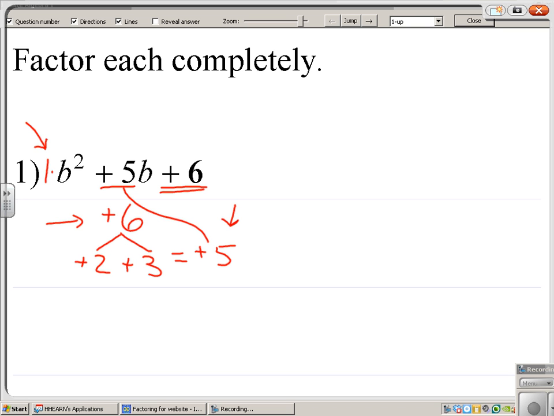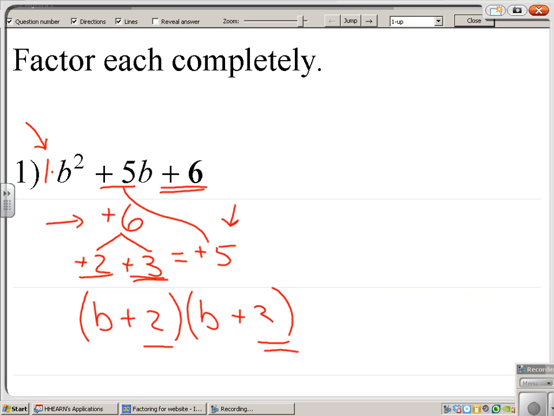And if we can find those magic numbers that take care of, in this case, the positive 6 and the positive 5, we know that we can factor this. I know my first terms have to be b's, and my last terms can just be placed from my magic numbers. So a plus 2 and a plus 3. So there's a case with a lead coefficient of 1.